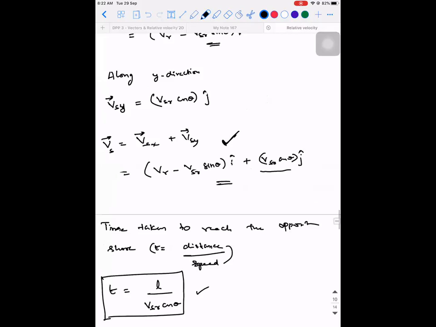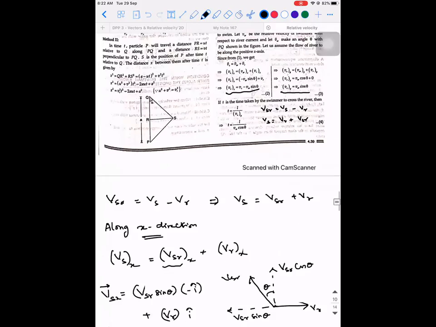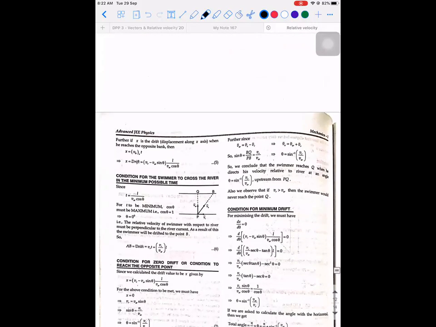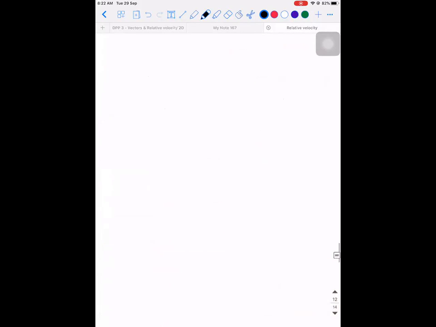Now, next question is, there will be certain scenarios that are coming into picture. For example, what they will ask us next is, what will be the drift experienced by him? Drift in the sense, what is the meaning of drift?